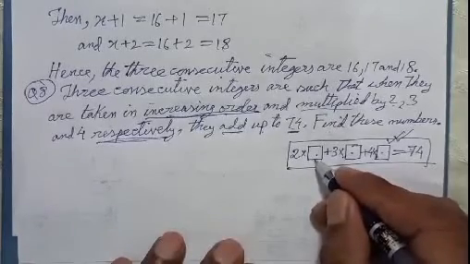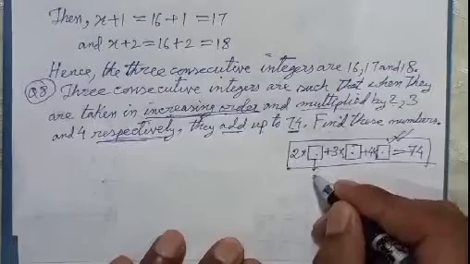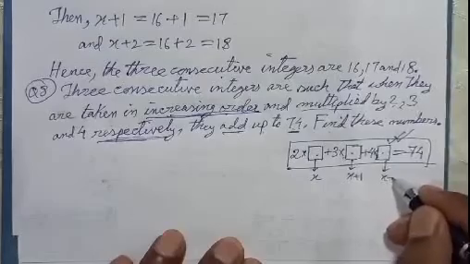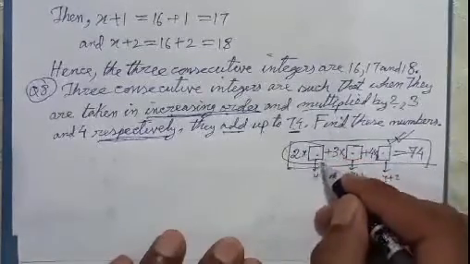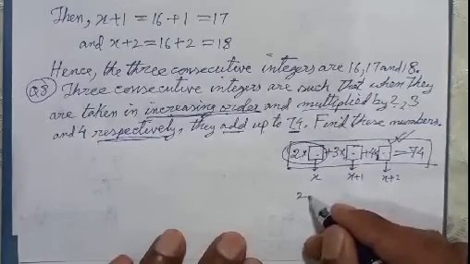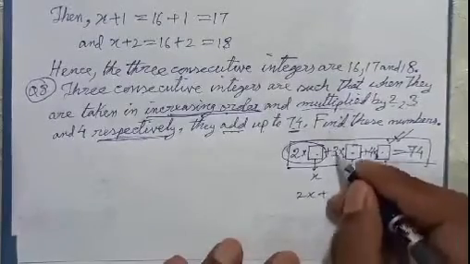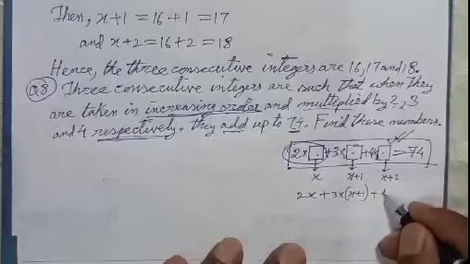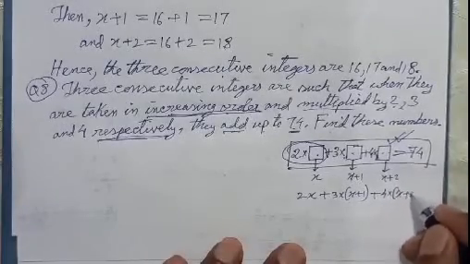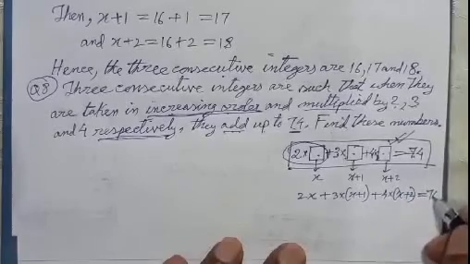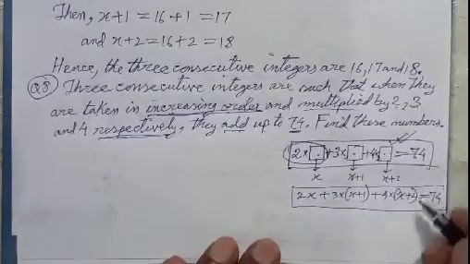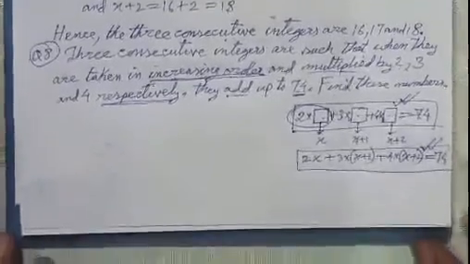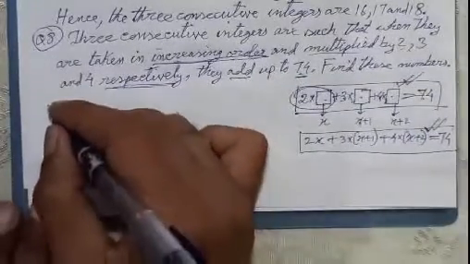So let us suppose that the first consecutive integer is x, then the second will be x plus 1, and the third will be x plus 2. Then if we are taking this, then it must be 2x, then plus sign, then 3 into x plus 1, plus sign, then 4 into x plus 2, and they added up to 74. And this is what the question says. And from this step, we are going to find out the numbers. Now solution.